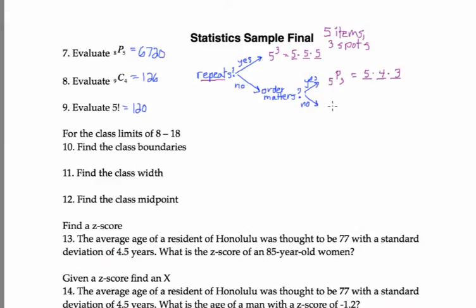If order doesn't matter, then you do 5C3. It's a little more complicated to do this. You'd actually have to divide out some of these. This is going to be a smaller number if order doesn't matter. So then what's this right here? 5 factorial. 5 factorial is 5 times 4 times 3 times 2 times 1.